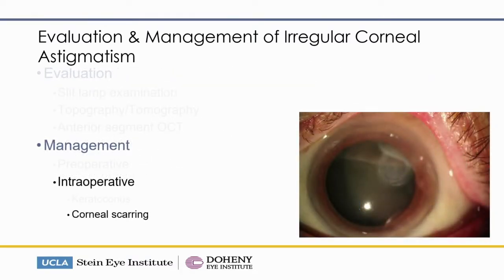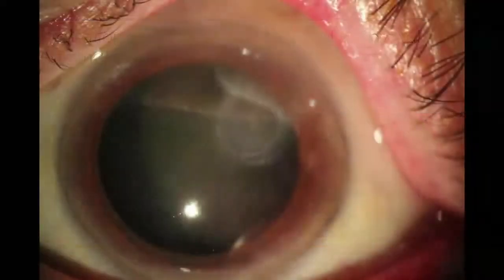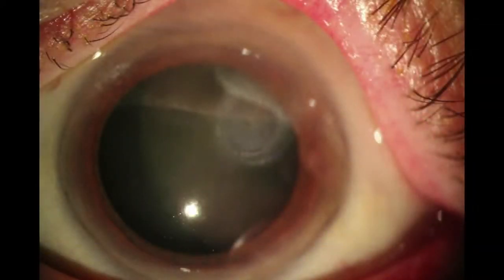And finally, patients with corneal scarring. Are they candidates for premium channel lenses? Well, probably not a multifocal lens, but possibly a toric.